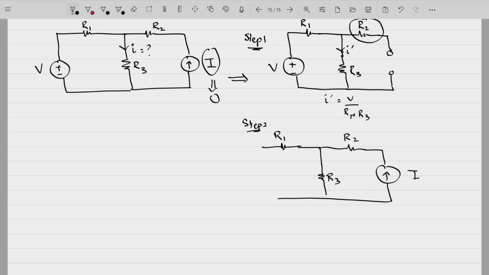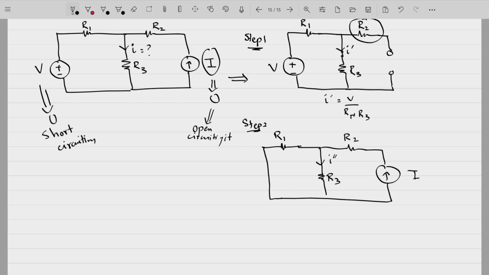Turning off the voltage source means making V equal to 0. When will V be 0? When your circuit is short circuited. So making V equal to 0 means short circuiting it. Making I equal to 0 means open circuiting it. So the current from here, for example, is I double dash.